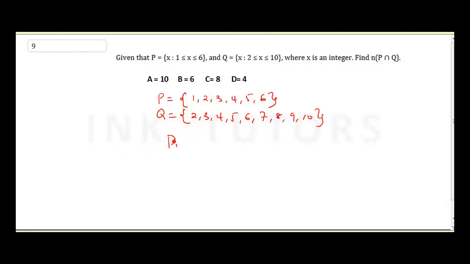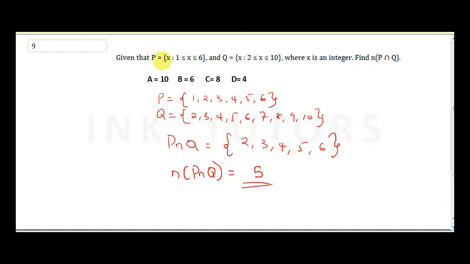Now, P intersection Q is going to be, remember with intersection, we're looking for numbers that are common, so we have 2, 3, 4, 5, and 6. Okay, so this is our P intersection Q. Now, if you count the number of elements, remember it says X is an integer. So that means we are going to count the number of elements in P intersection Q. That is going to be 1, 2, 3, 4, 5. So the correct answer is 5. As we can see, the answer is not in our options, so the options are all wrong. So the correct answer is 5.